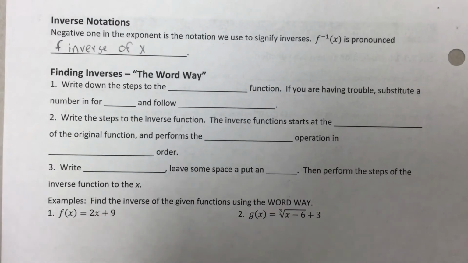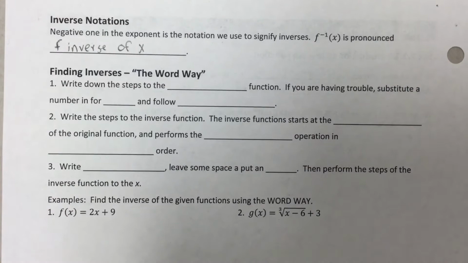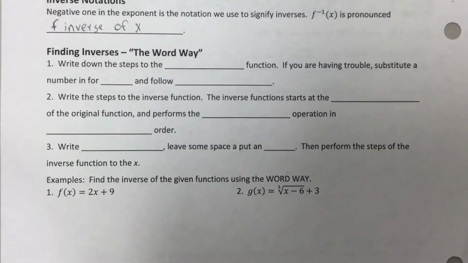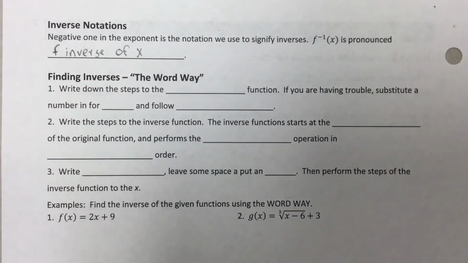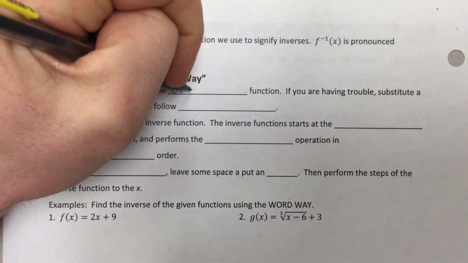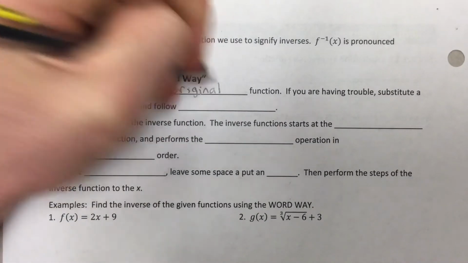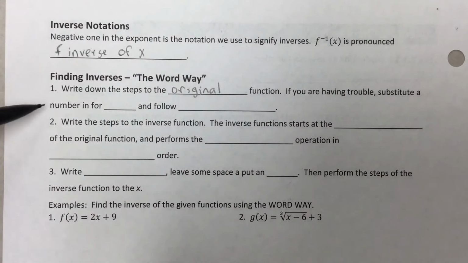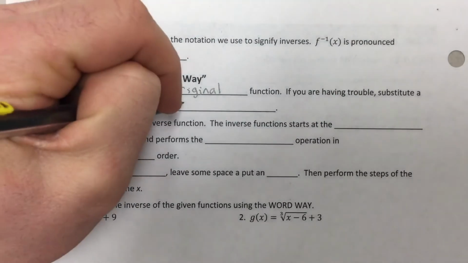All right, so here there are 2 ways that we can find inverse equations. The first way we're going to learn about is the word way. So with the word way, you're going to write down the steps to the original function. If you're having trouble, substitute a number in for x and follow PEMDAS.